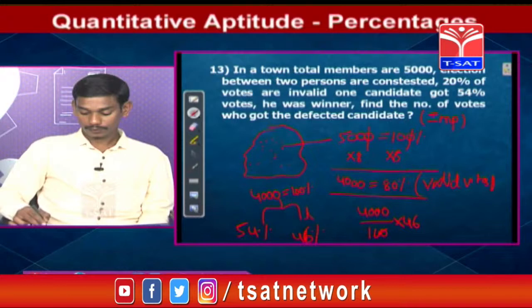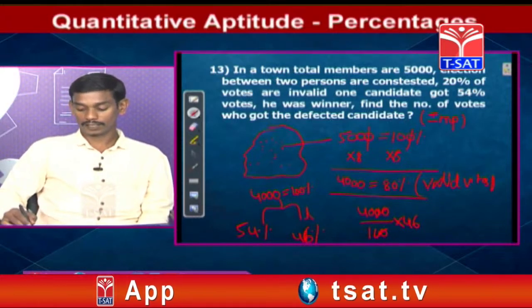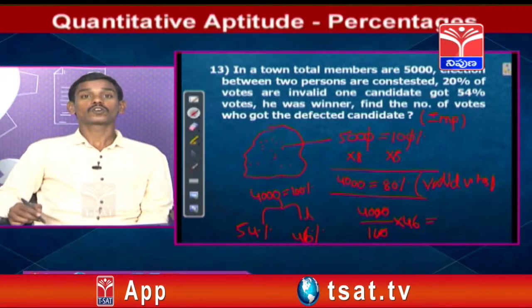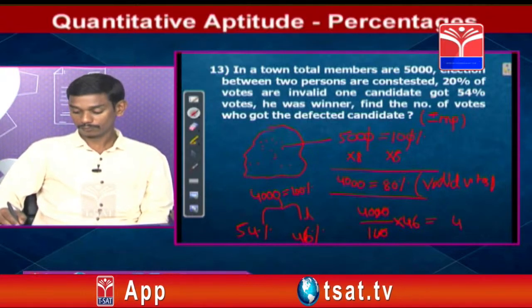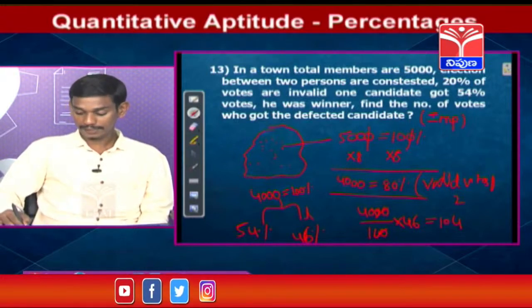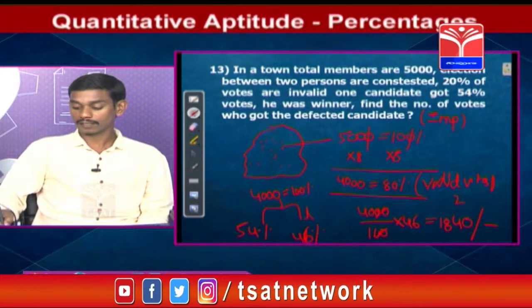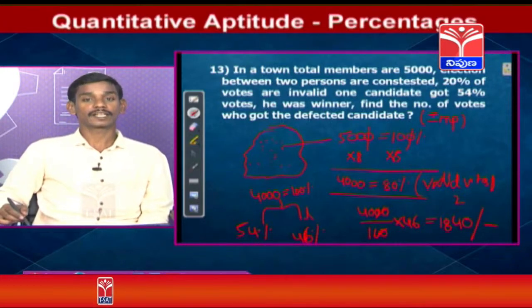Calculation is important. Two zeros and two zeros will cancel. 40 and 4 is there. So 4 sixes are 24. 4 fours are 16, plus 2 is 18, and keep 1, 0. So the defeated person got 1840 votes.